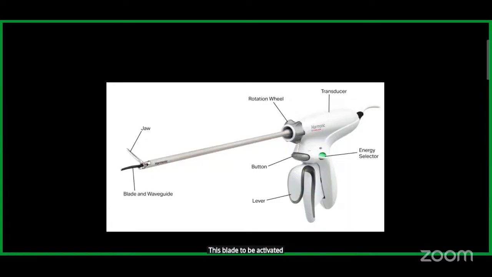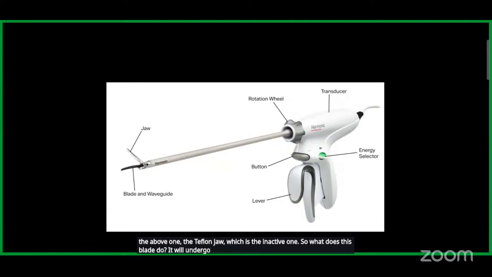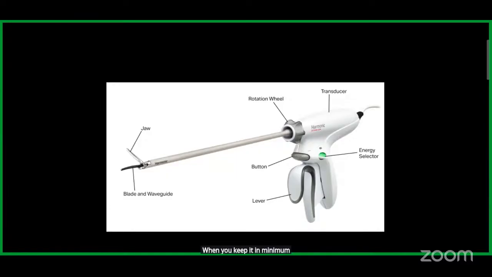So this blade is the active jaw, and you can see the above one, the Teflon jaw, which is the inactive one. So what does this blade do? It will undergo high frequency mechanical vibration. Okay, when you keep it in minimum setting, it will vibrate at 15,000 rate.